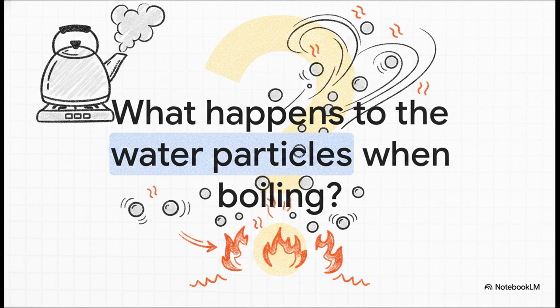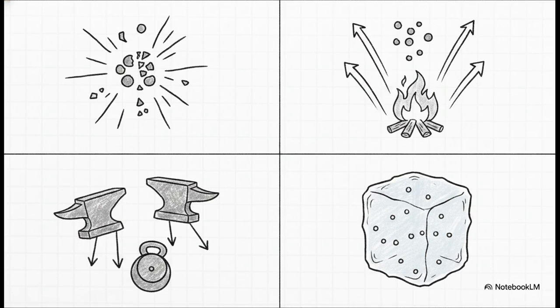As the liquid water gets hotter and turns into bubbling steam, what is the heat actually doing to the microscopic water particles inside? Here are your options. A. Are they completely destroyed by the extreme heat? B. Do they gain energy, move faster, and spread farther apart? C. Do they become heavy and sink? Or D. Do they just freeze up and stop moving because of the heat?